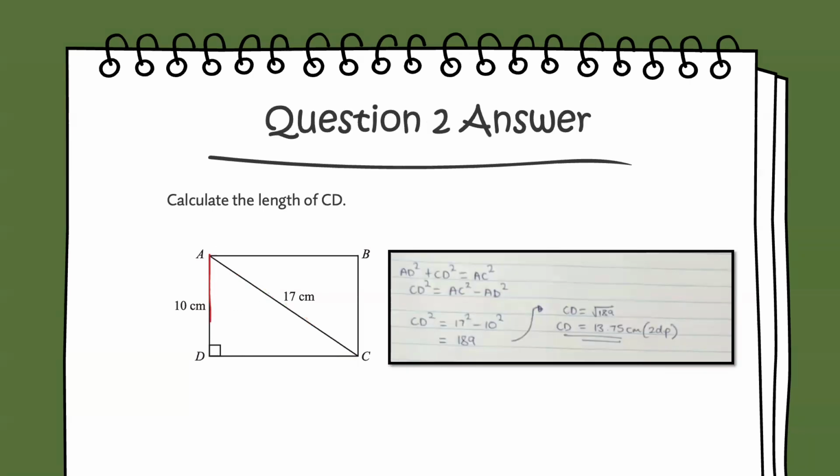If you know that AD squared plus CD squared is equal to AC squared, that means if we take this AD part to the other side of the equation, we're going to get CD squared is equal to AC squared minus AD squared. And then from there we have all our values. We know AC is equal to 17, so we've got 17 squared minus AD, which is 10, so minus 10 squared. So CD squared gives us 189. Again, don't forget the last step of square rooting. CD is equal to the square root of 189, which is equal to 13.75 centimeters, correct to two decimal places.